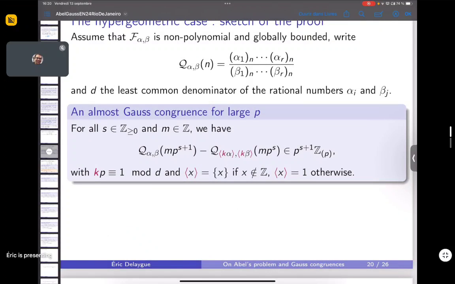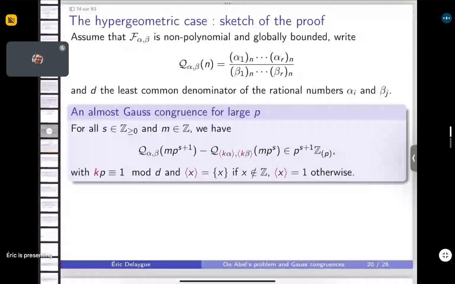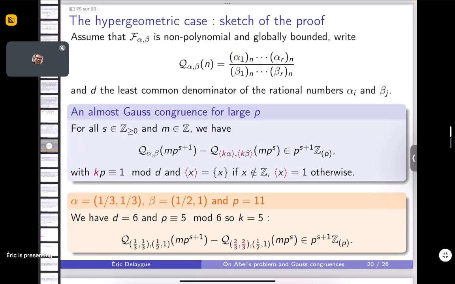So we can prove this congruence. It is close to Gauss congruence, but not quite. And this is exactly the thing that will force the hypergeometric series to be factorial.